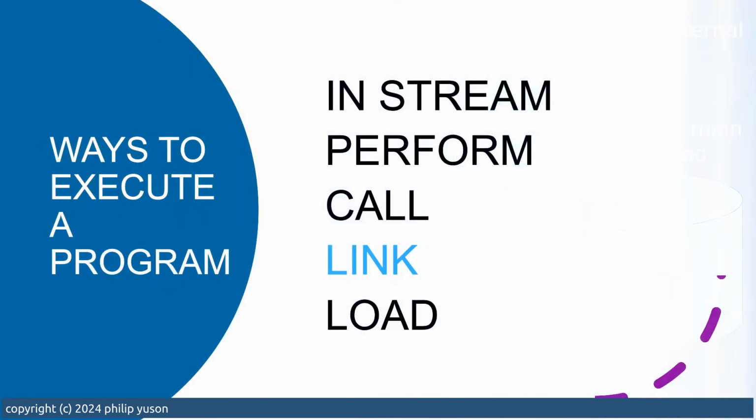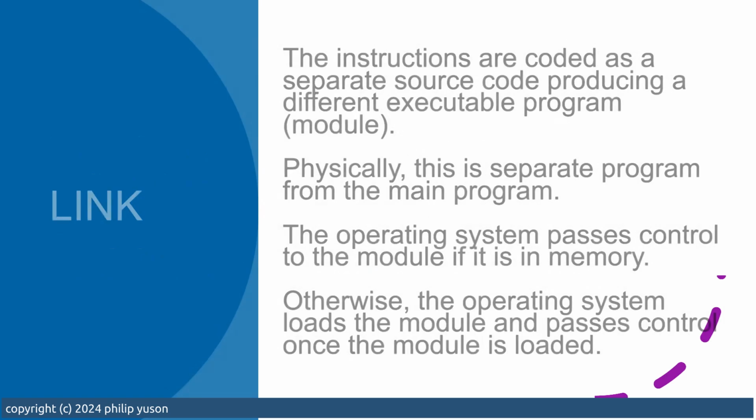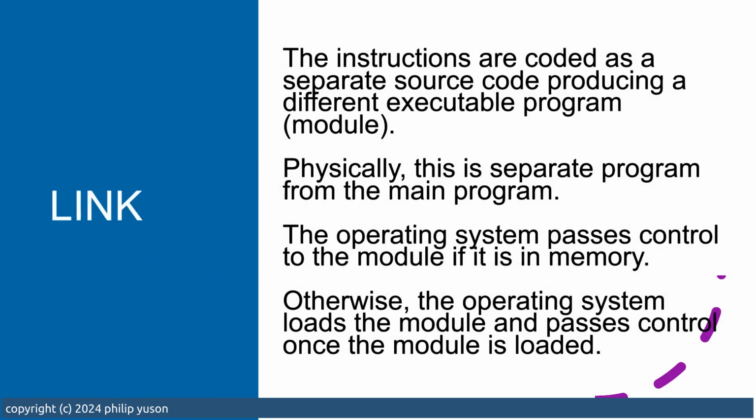The fourth way of executing is a link. In link, the instructions are coded as separate source codes, producing a different executable program. So physically, it's a separate program from the main program, and the operating system passes control to the module if that module is in memory. Otherwise, the operating system loads the module and passes control once the module is loaded.